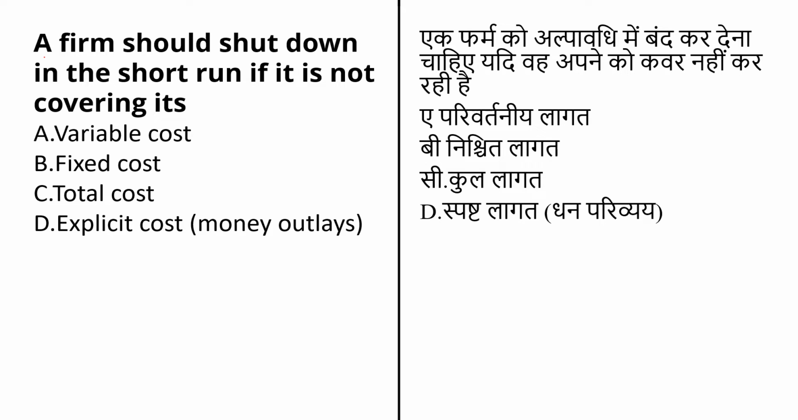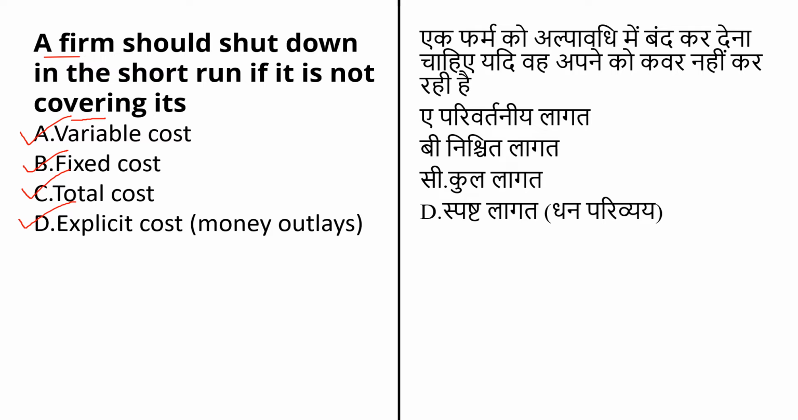A firm should shut down in the short run if it is not covering its. A firm should shut down if it is not covering its, and the options given are variable cost, then fixed cost, then total cost, and the last option is explicit cost. A firm should shut down in the short run if it is not covering its variable cost.